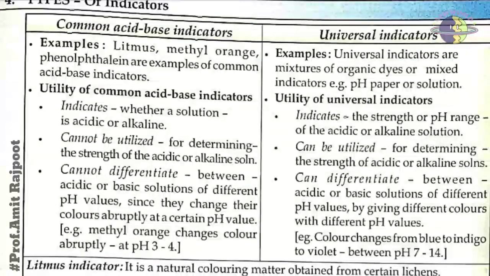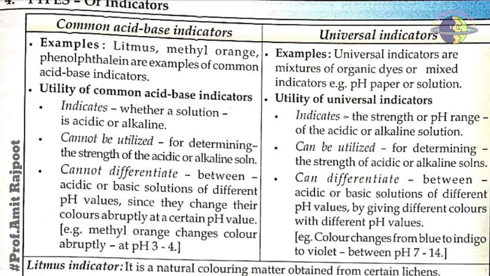Utility of common acid base indicators and comparison to the utility of universal indicators. Common indicators indicate whether a solution is acidic or basic, meaning alkaline. They cannot be utilized for determining the strength of acidic or alkaline solutions. They cannot differentiate between acidic or basic solutions of different pH values, since they change their colors abruptly at a certain pH value. Example, methyl orange changes color abruptly at pH 3 or 4.